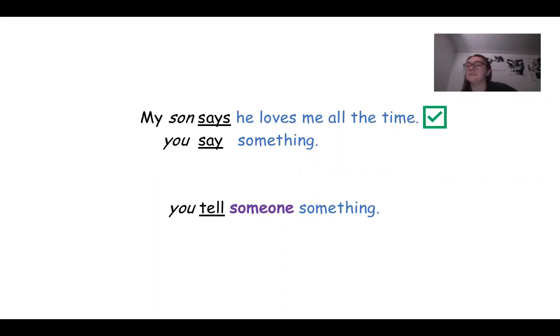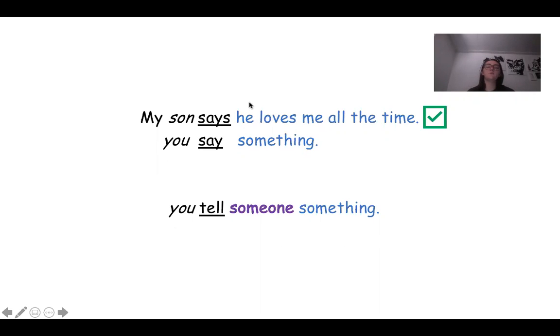My son says he loves me all the time. And the reason we can use say in the simple present tense, right, is because he's saying it all the time. It's something that happens a lot. It's not that he said it once. He says it all the time. It happens a lot. And remember that you don't use tell because you tell someone something.